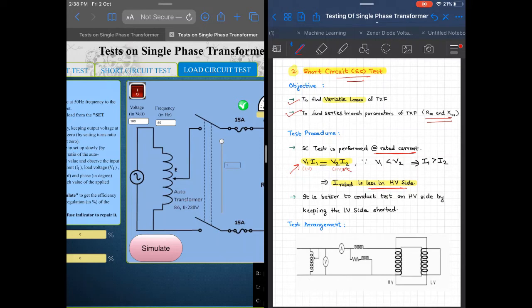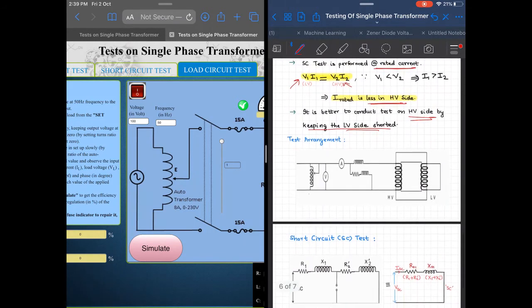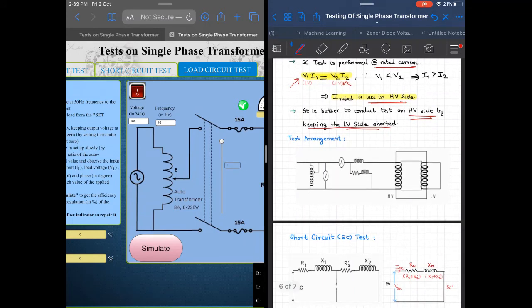So we will conduct this test on the HV side by keeping the LV side shorted. So let us see the arrangement. Here I have placed a variable voltage source. Why? Because we need to flow the rated current.